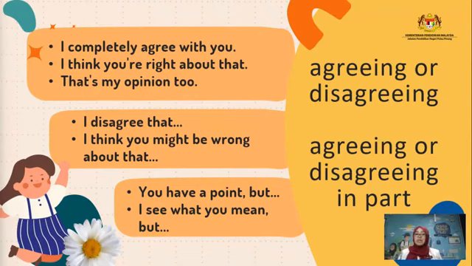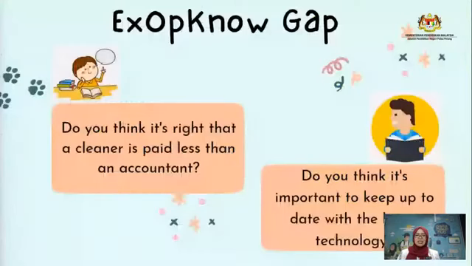And if they disagree, remember they can disagree. They don't have to agree with all the points given. When they disagree, they can say, "I think you might be wrong about that, but let me explain my point of view on this topic." They can make use of this expression. Those are the expressions that you can give to your students, or practice with your students. Now let's go to the second activity.